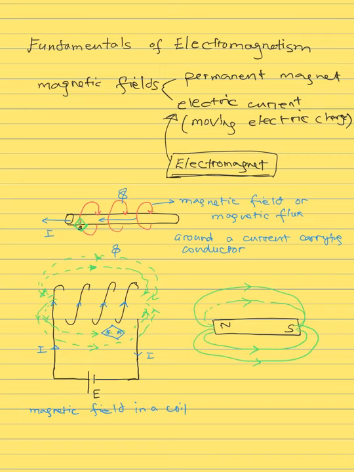And inside of the magnet, that's the direction of the magnetic field inside of the magnet. So again, this is your magnetic field, and you can say this is the magnetic field in a magnet.